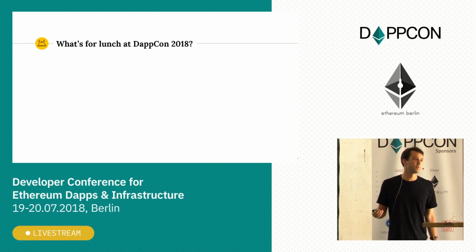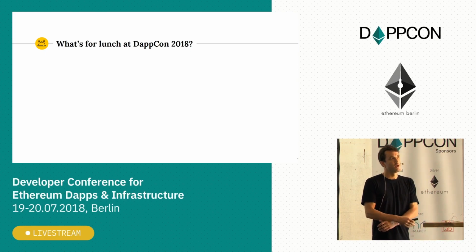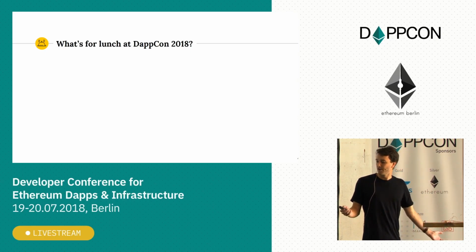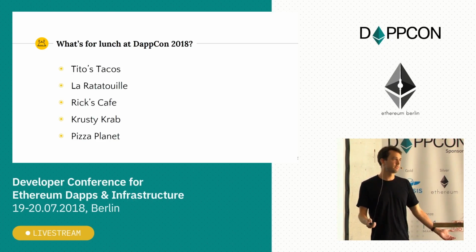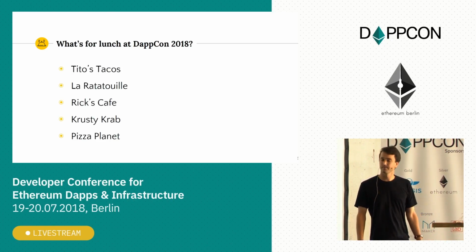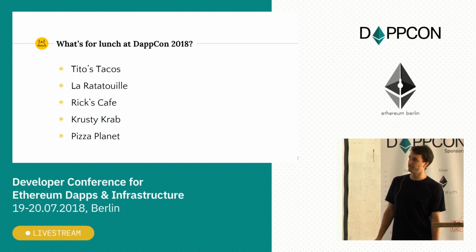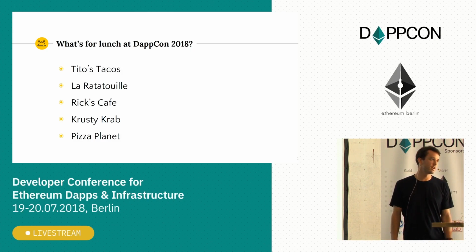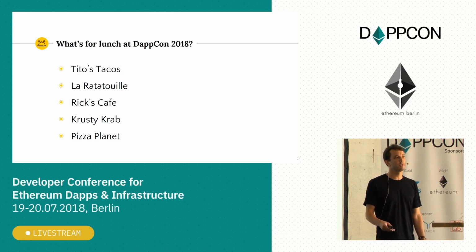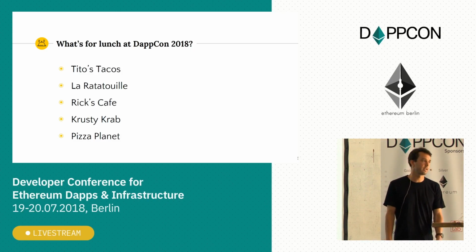So let's imagine we're creating a system of governance for what's for lunch at DappCon. So we're trying to decide which lunch option is going to be the best for the most people. So the first thing we would do is we'd probably put it to a vote. Democracy is usually a very fair system of governance, but it doesn't always result in the best decision. So let's take a look at why that might be the case.